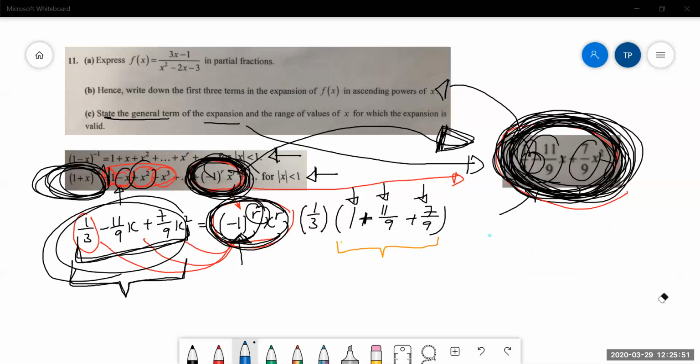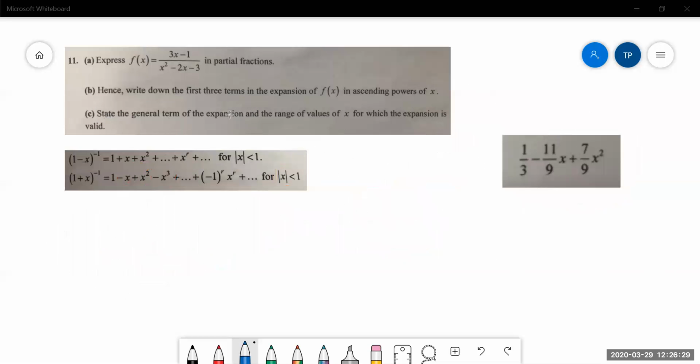Okay. But for the next part, the range of values of x for which the expansion is valid is just this. It's just the modulus x less than 1. Yeah, correct. So when you do this question during exam, if this is the only part that you couldn't get right, you only lose 1 mark. Okay, because the goal is not to get 100 marks, right? If we overcompensate for this question, we will deprive ourselves from getting a 7 really.